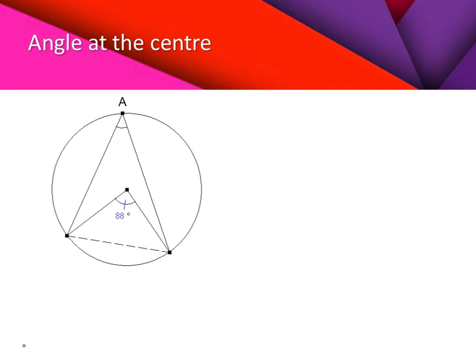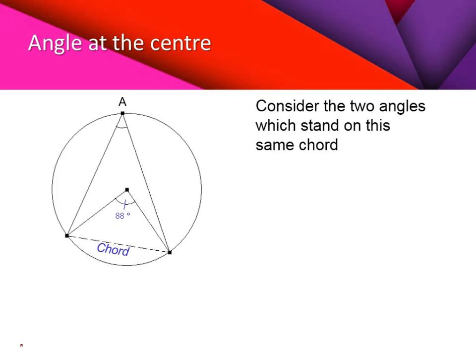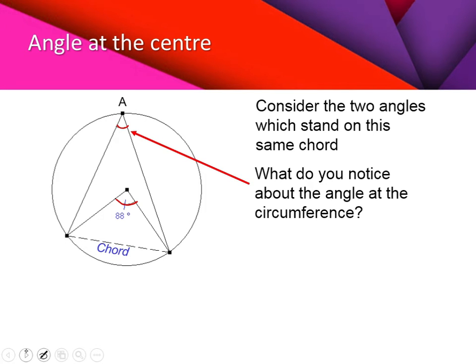Then here we have the next property. The first property was that the same segment has same angles. Now the second property is, consider two angles which stand on this same segment, same chord. Again here we have a chord, and these two are angles. One angle is here and the other angle is here. So what do you notice about the angle at the circumference? If this is the angle at the center, this 88 is on the center, and we have to find this angle at the circumference.